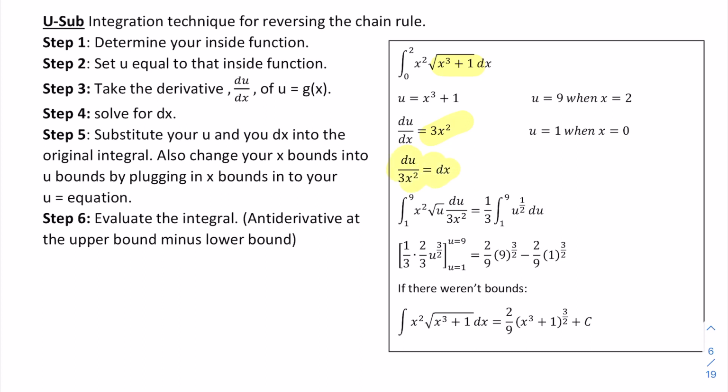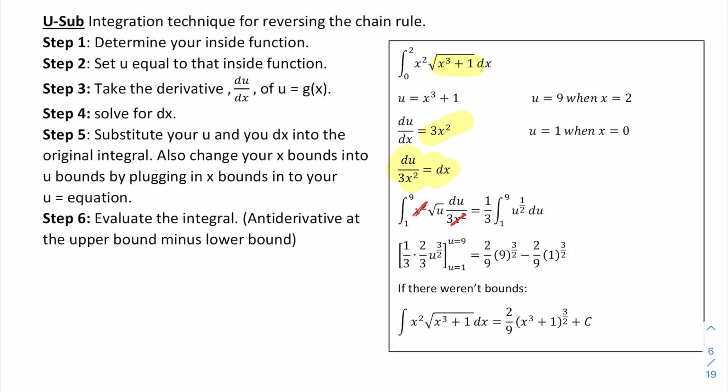At this point, we should be able to substitute our u back into our original integral and substitute in dx. And when we do that, and if we've done it correctly, and it is a u substitution integration problem, the x squared should cancel. We should be just left with u's.